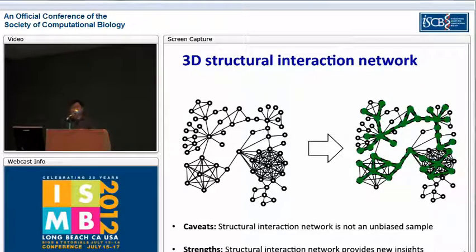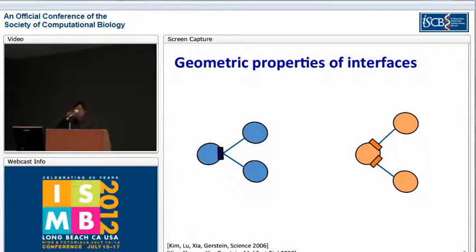In particular, many presenters in this conference have given great examples of the utility of structural interaction networks. So within the context of this particular talk, I just want to highlight two properties. One property is that with the knowledge of a three-dimensional structural model, one can start to think about geometric relationships between different edges. So here, the edge is actually an interface.